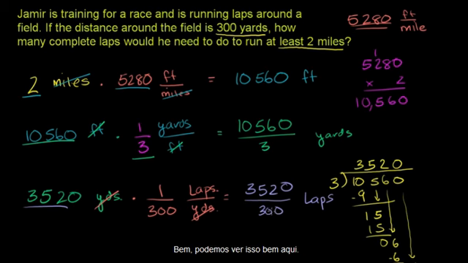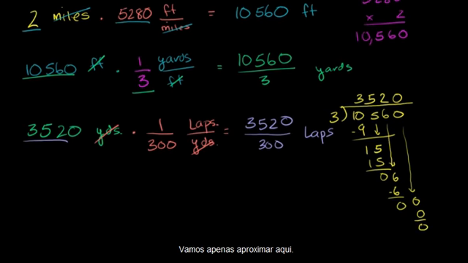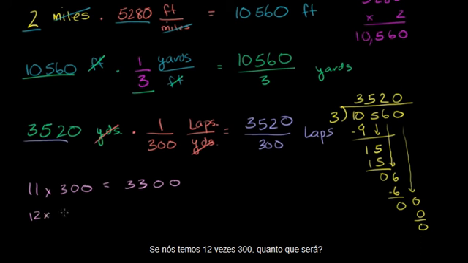Well, we can eyeball this. What is 11 times 300? Let's just approximate this. 11 times 3 is 33, and then we have 2 zeros here. So this will be 3,300. So it's a little bit smaller than that. If we have 12 times 300, what is that going to be? 12 times 3 is 36, and then we have these 2 zeros. So it's equal to 3,600.